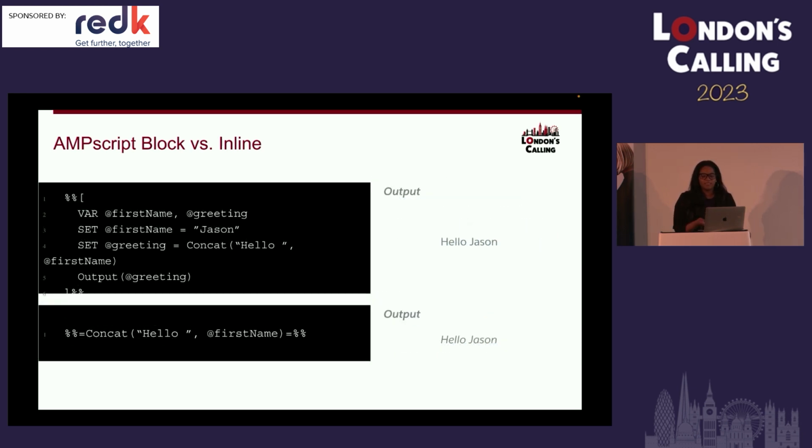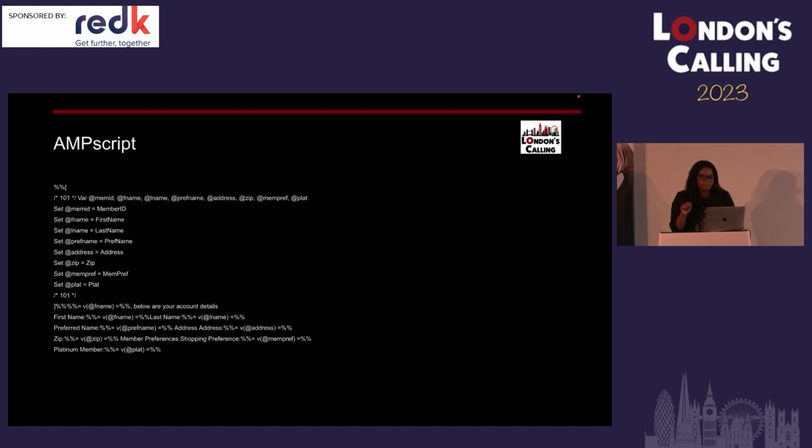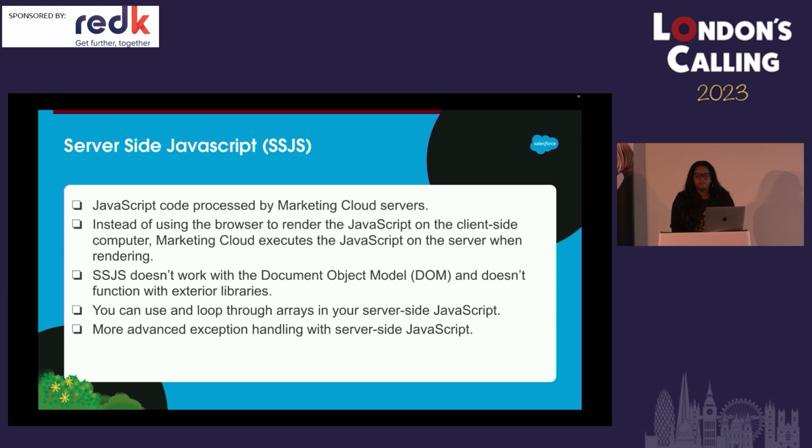And the output is ultimately the same for both of them. So you'll see there that we did the first name, the greeting, all in a block of code, and then at the bottom we used the single inline version of AMPscript, and it evaluates to the same thing. And so here's what AMPscript looks like if you were to write an entire block, creating some variables, setting those variables, and then outputting those variables into an email or wherever you would like to do, maybe even a web message or web page. Okay, so that's the first language.